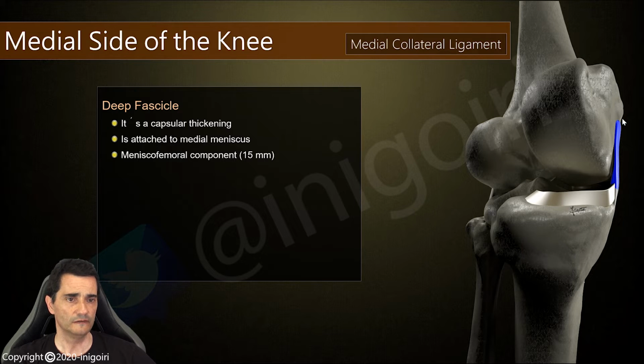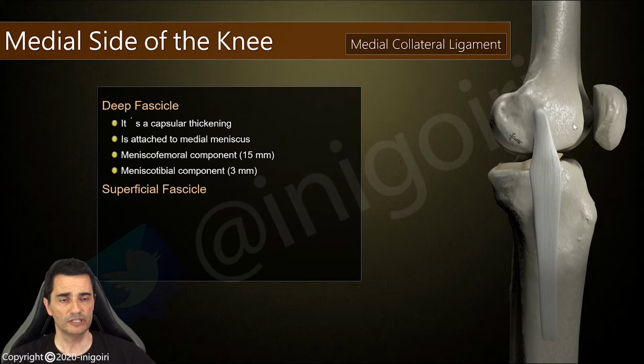It has two components: the meniscofemoral component here, which is longer, and its insertion is below the superficial origin in the femur, and it has a length of 15 millimeters more or less. The meniscotibial component is shorter, as you can see, and it has a length of 3-5 millimeters, and its insertion is very close to the medial joint line.